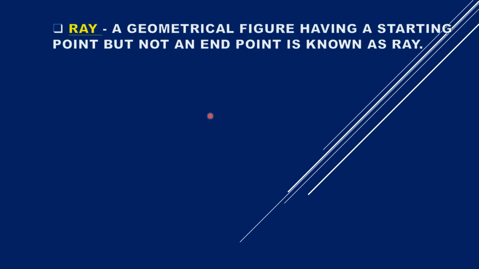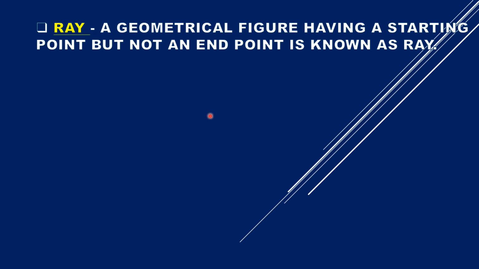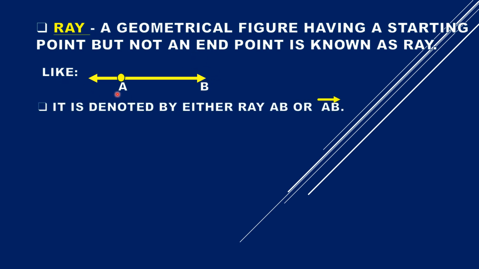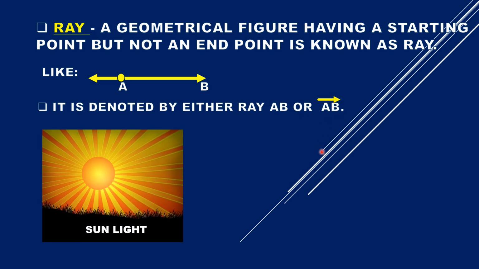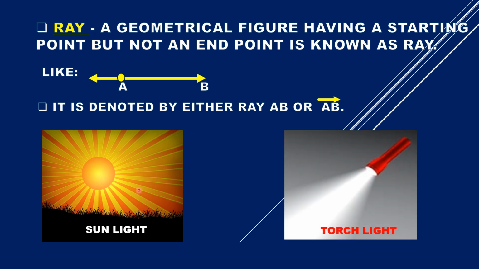Now the next definition is for ray. A geometrical figure having a starting point but not an end point is known as ray. For example, you can see in this figure, this is a starting point A and this is the other end B, that is an end point. It is denoted by either ray AB or by putting this one-headed arrow over AB. In day-to-day life, sunlight is an example of ray. Another example is a torchlight.